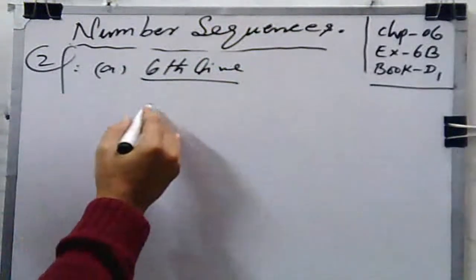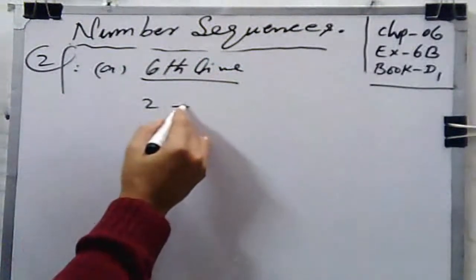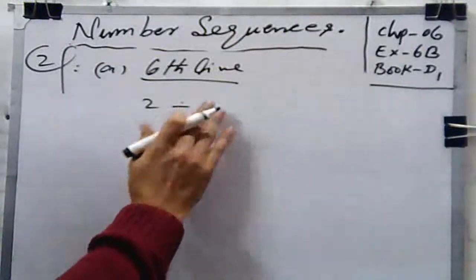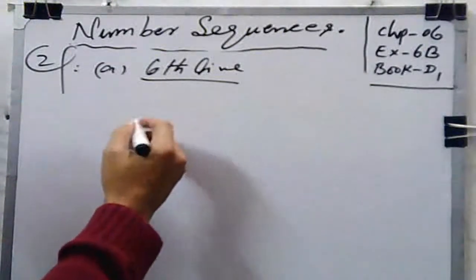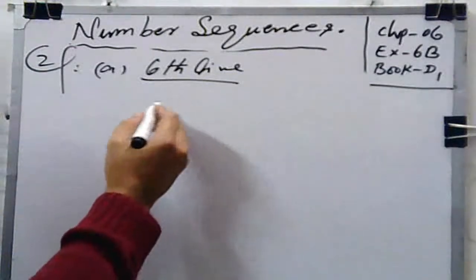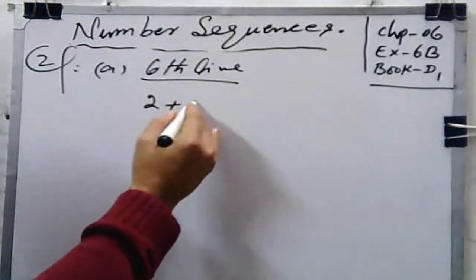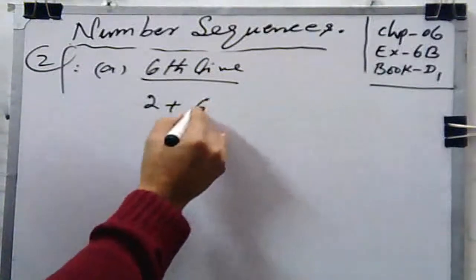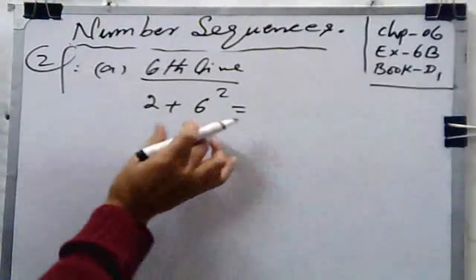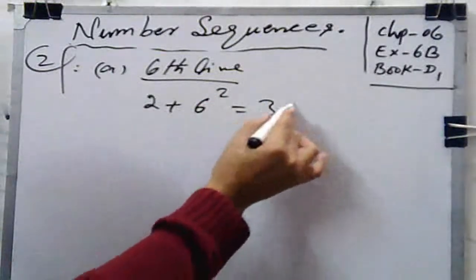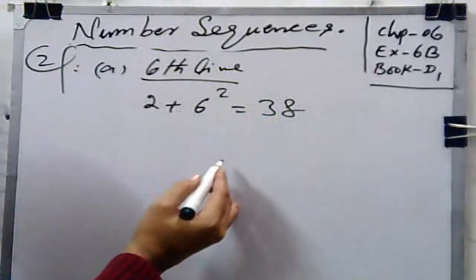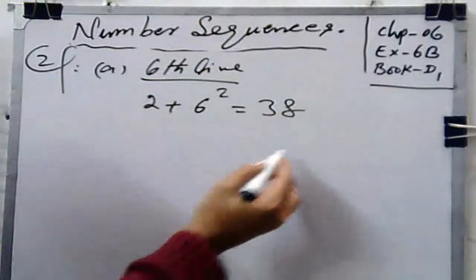So the sixth line will be, you can see in your textbook, that the fifth line you should put here, because 2 is constant here, fifth square. So the sixth line will be 6 square. After simplification, 6 sixes are 36 plus 2, that is 38. So that is your required result in A part.